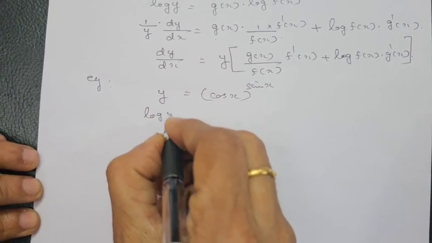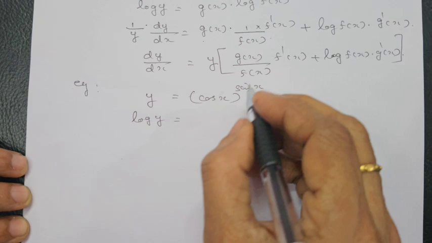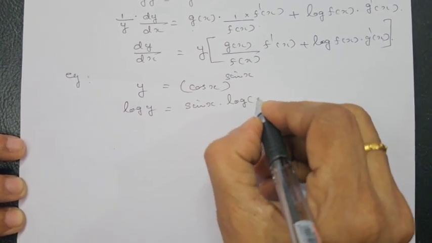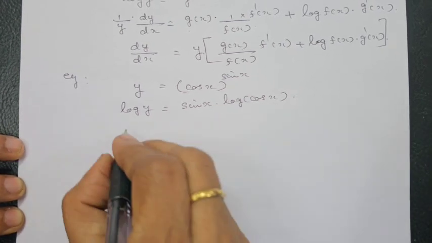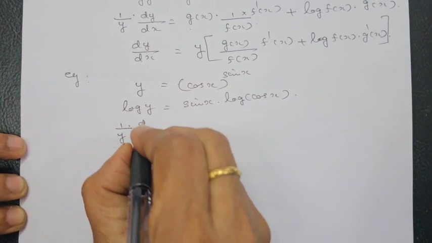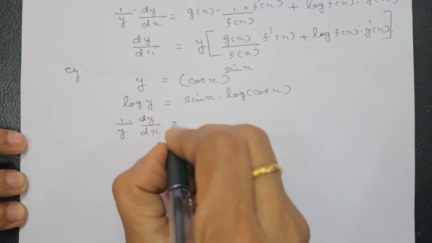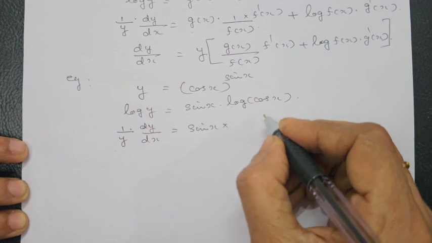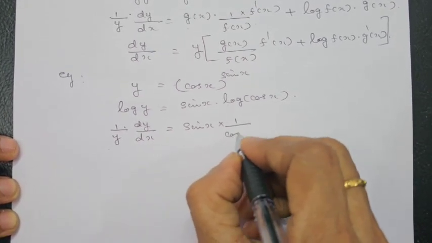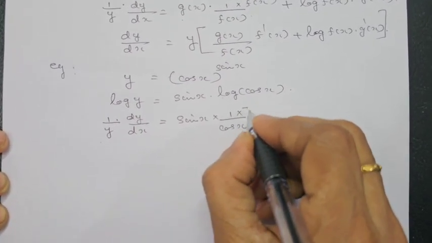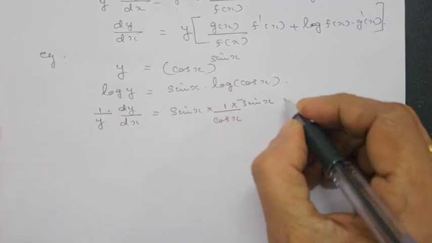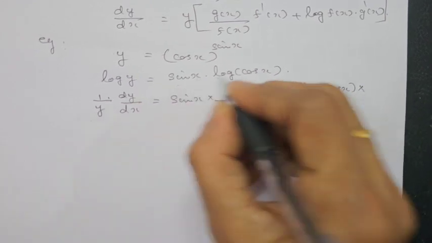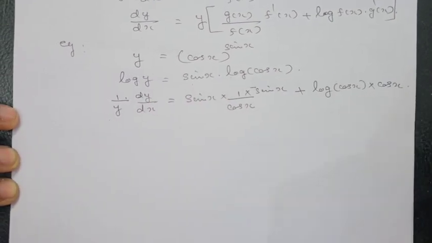So, log y is equal to log of cos x raised to sin x, that is sin x into log of cos x. Now, differentiating, 1 by y dy by dx is equal to, product rule again, sin x into the derivative of log cos x, that is chain rule, 1 by cos x into the derivative of cos x, uv dash, plus v into the derivative of sin x, which is cos x.